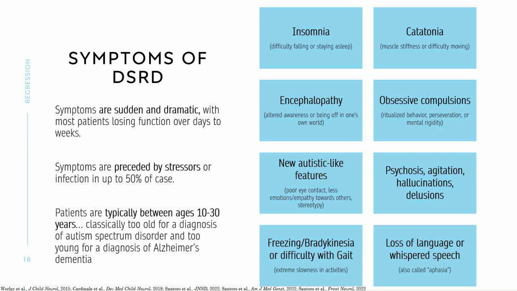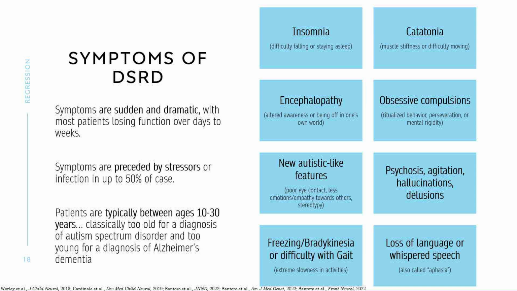So what are some of the symptoms that we see in Down syndrome regression disorder? The symptoms are typically sudden and they're typically dramatic. These are people with Down syndrome who are otherwise high to medium functioning individuals who are able to do a lot of their own activities of daily living by themselves, who essentially lose those functions within days to weeks. Symptoms can be preceded by a stressor or infection in up to about 50% of cases, and the typical age range is about 10 to 30 years. And I'm going to show later on how this is too old for autism and too young for Alzheimer's dementia.